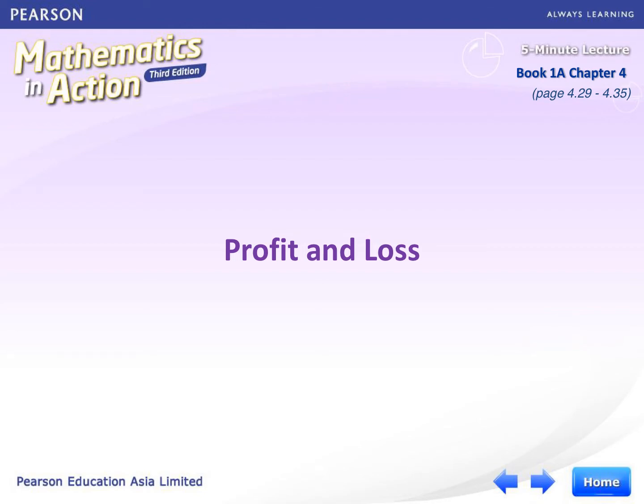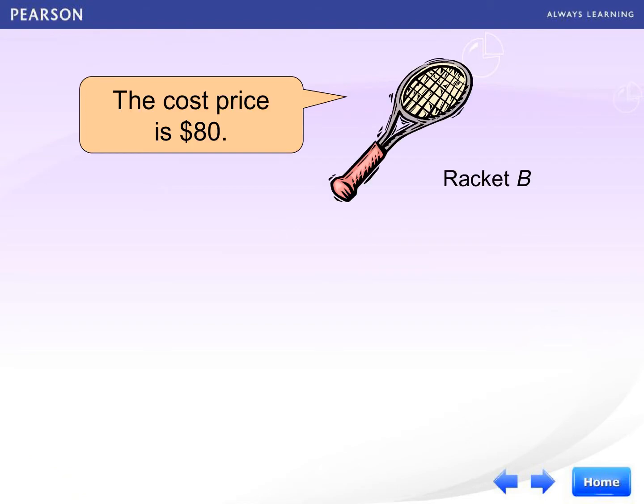Hi students, we continue on this topic, profit and loss, P and L. In this video we will focus on L, loss, this time. So same example that we have a tennis racket to sell, and this time the cost is also $80.